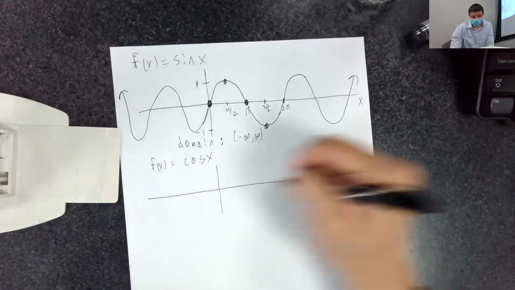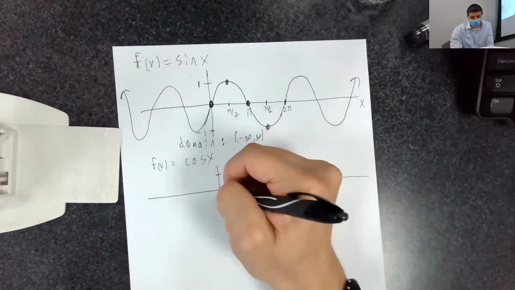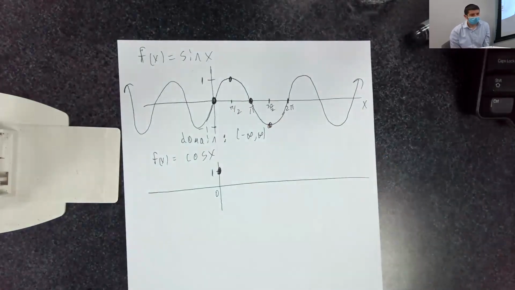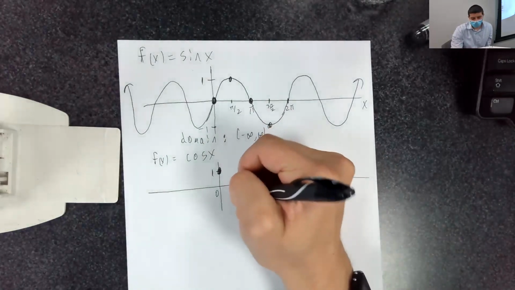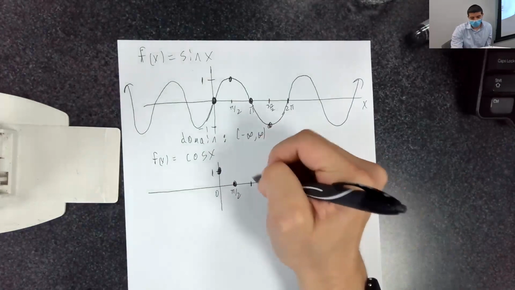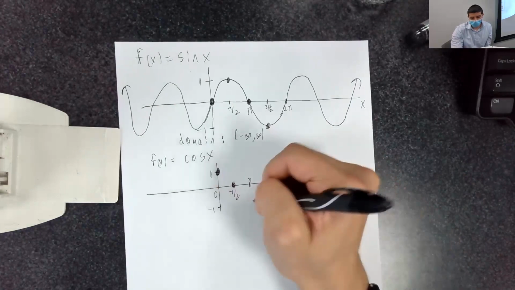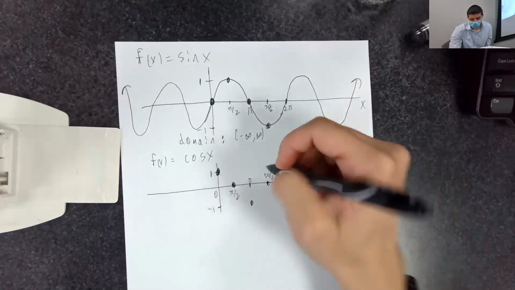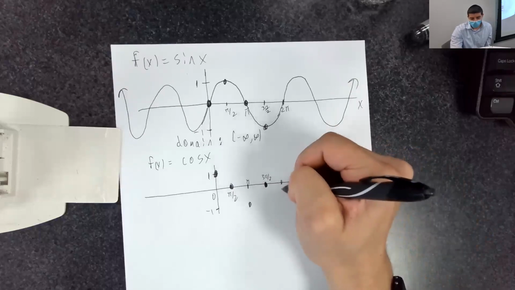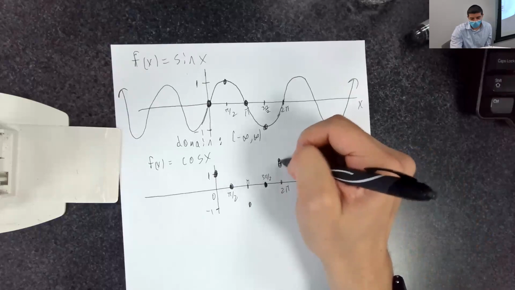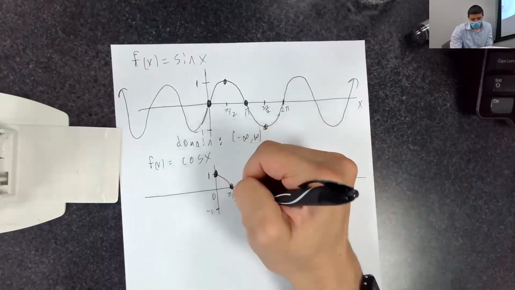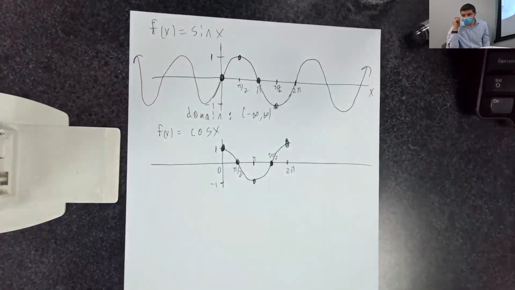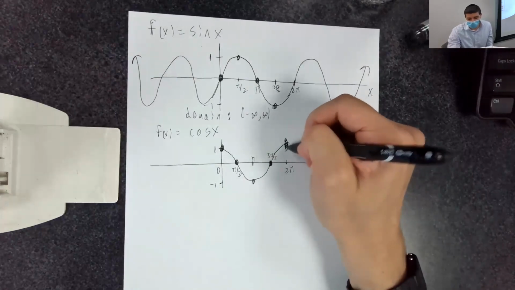Okay, so cosine of x. At 0, we start at 1, so that's a very important value to remember. Cosine of 0 starts at 1, and then at pi halves it goes to 0, and then at pi it goes to -1, and then 3 pi over 2, and then 2 pi. Like that. So that's a typical cosine wave from 0 to 2 pi.